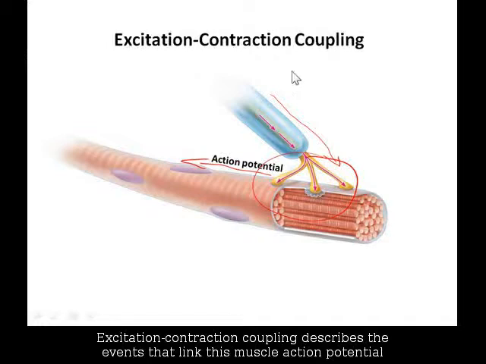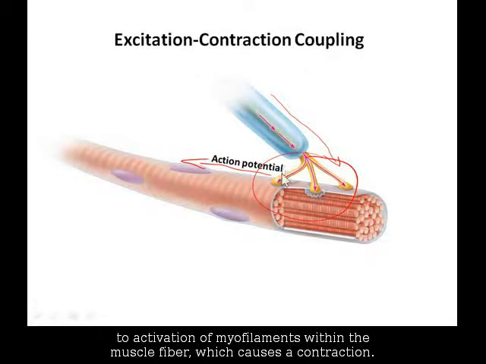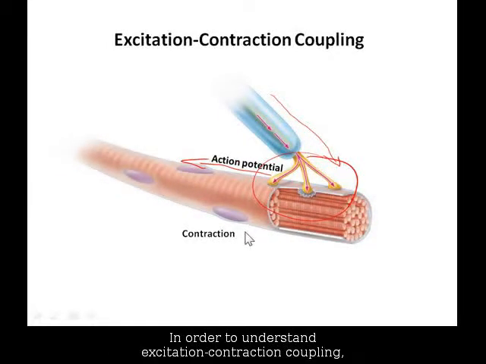Excitation-contraction coupling describes the events that link this muscle action potential to activation of myofilaments within the muscle fiber, which causes a contraction. In order to understand excitation-contraction coupling, you must understand the anatomy of a muscle fiber.